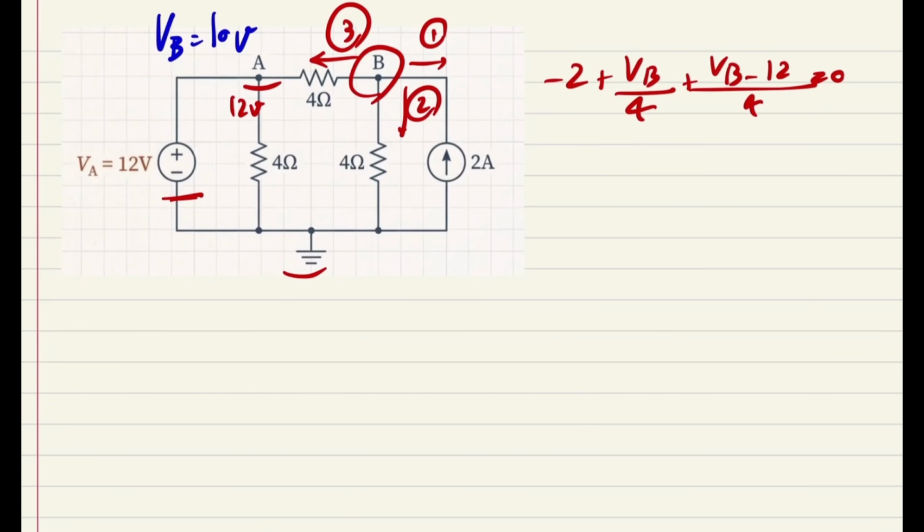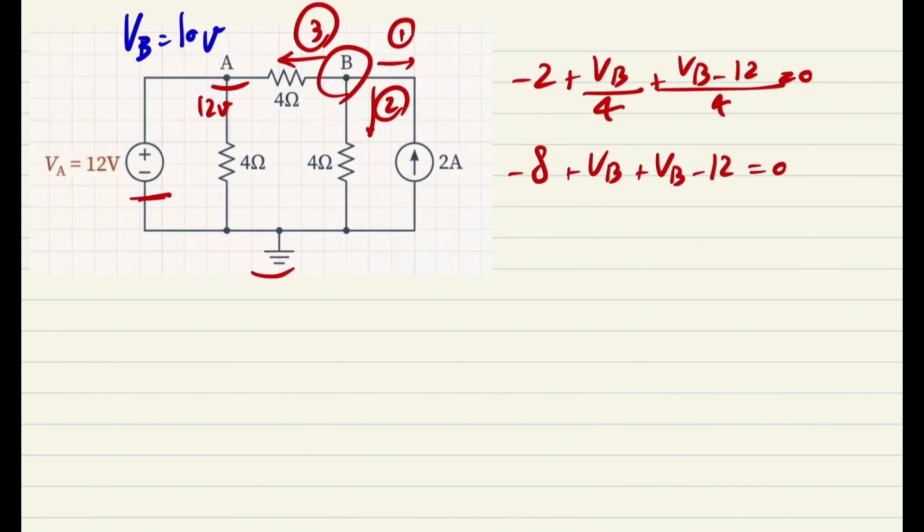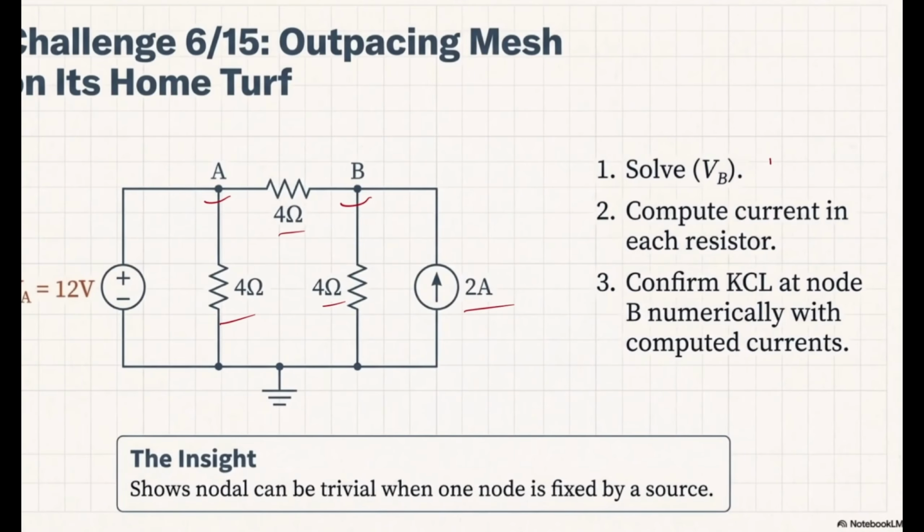I'm going to multiply everything by 4 because I would like to get rid of the fractions. If I do that, I have -8 plus VB plus VB minus 12 equals 0. If you rearrange this, 2VB equals 20 and VB equals 10. As simple as that. VA is 12, and VB is going to be 10. So simple. So we solved it.